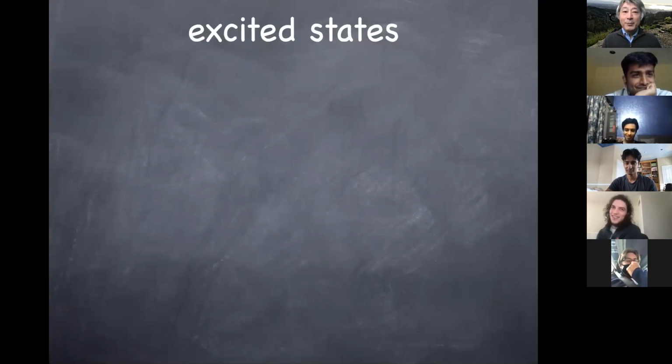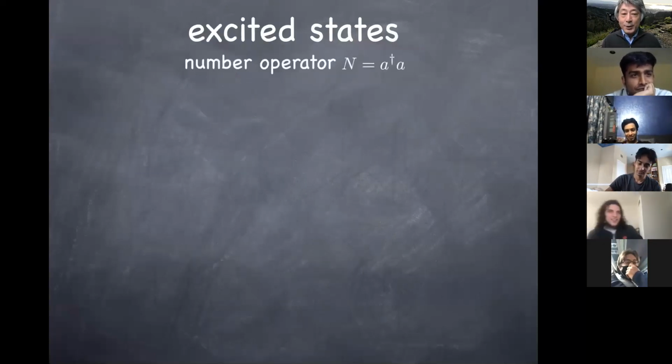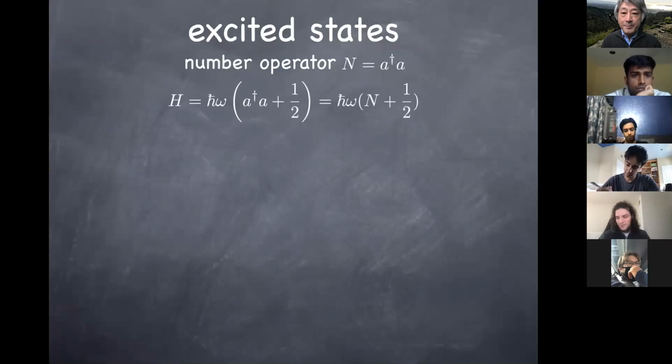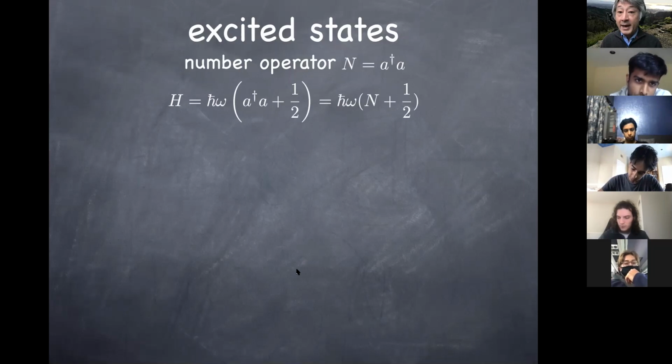Okay, and then we talk about excited states, right? So now we know what the ground state is, which is a state annihilated by the annihilation operator A. And the Hamiltonian is now written using this number operator, capital N. This is still an operator, not an eigenvalue. So we need to figure out what the eigenvalue of this N operator is. And of course, you know the answer, that turns out to be just integer n, but we need to derive that.